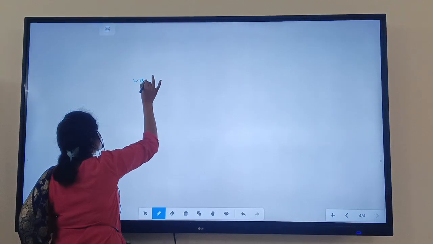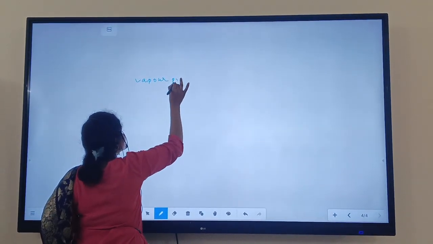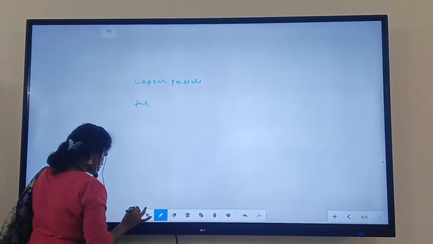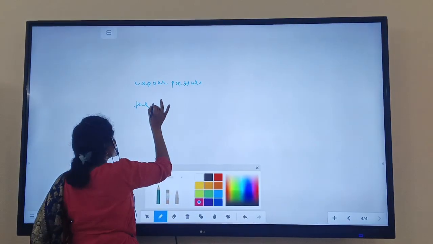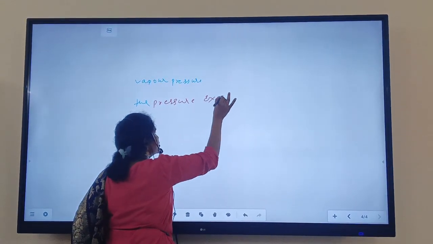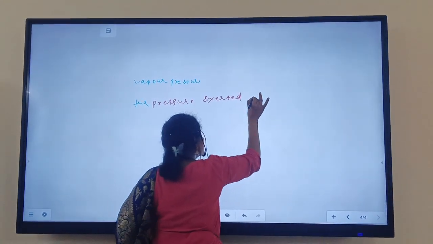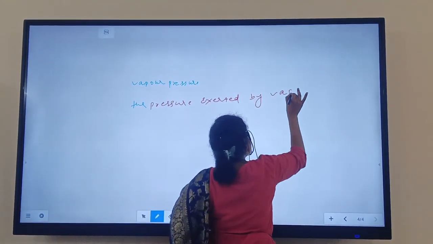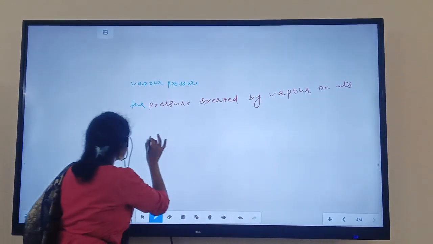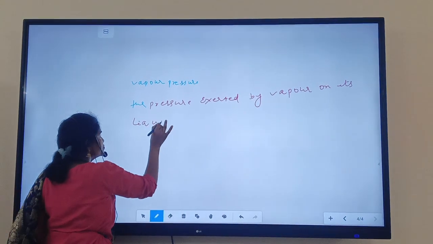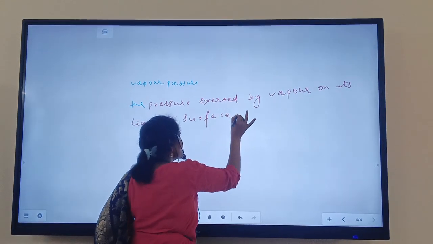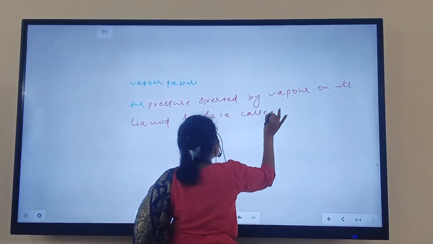What is vapor pressure? The pressure exerted by vapor on its liquid surface is called vapor pressure.